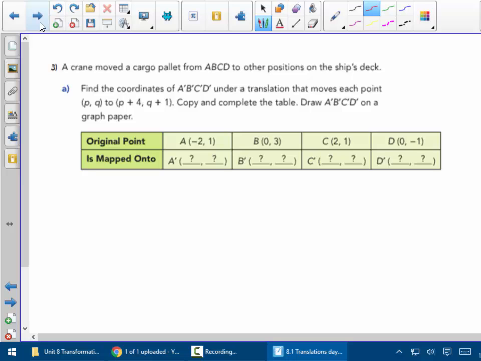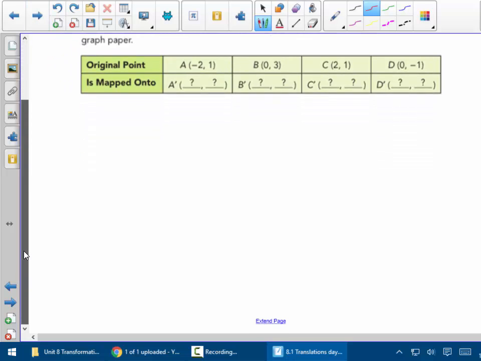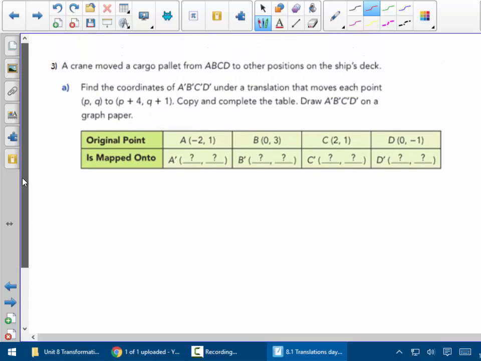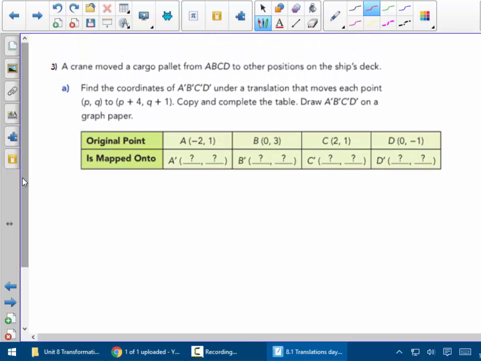Do I have that graph paper here? Is it on the next page? Where's the graph paper? Draw it on graph paper. Maybe it's coming up on the next one.